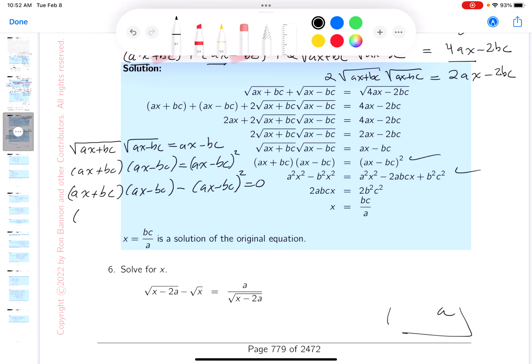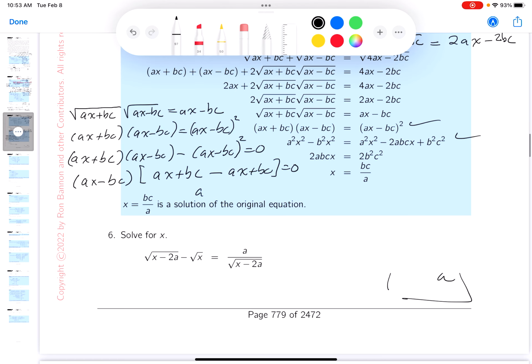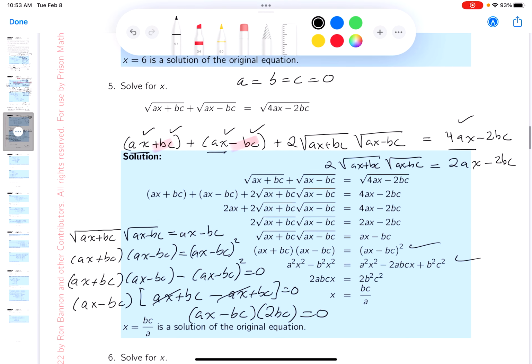I'm going to factor that. And what do I factor out? ax minus bc. And what am I left with? Let's see, we only pulled out one of the factors, so I'm left with ax plus bc minus the quantity ax minus bc, equals 0. I'll keep going. What do you get? ax minus bc times, and then what do you have there? Well, this disappears, and you get 2bc. That equals 0. The only way this could be equal to 0 is if b and c were 0. But I said in the beginning, I'm not going to have that.